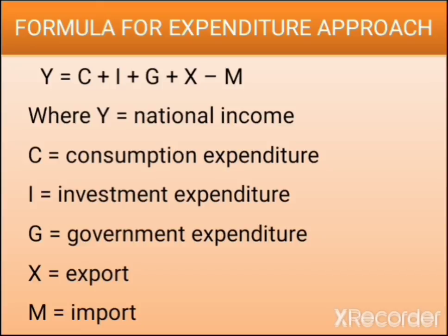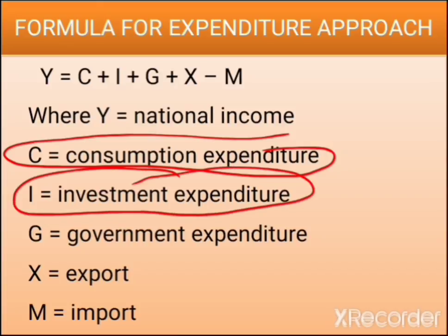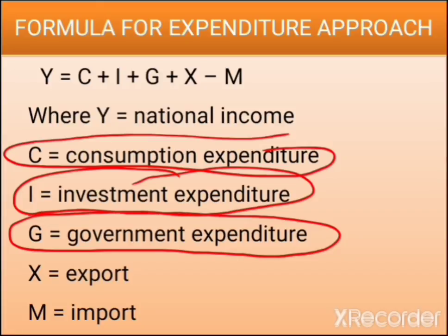What it simply means, let me go back. The formula says that Y stands for national income, which is equal to C, consumption expenditure, that is how much your parents, the family, spend. Then investment expenditure: how much business enterprises invest in their business. Then we have government expenditure: how much the government spends in a year. When we add all this expenditure together, we get the expenditure approach.